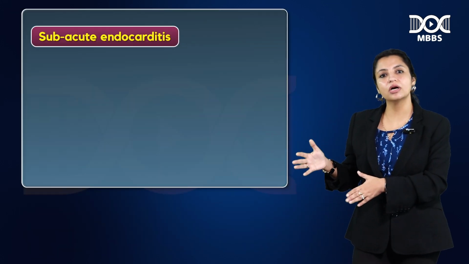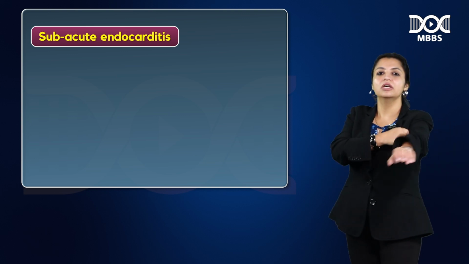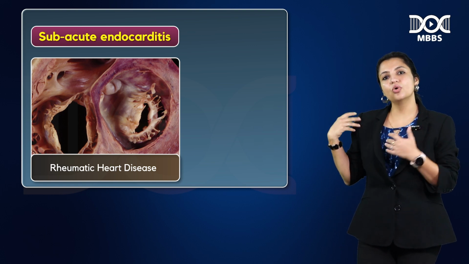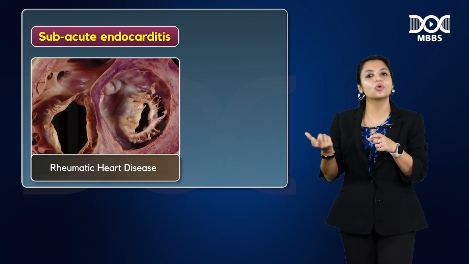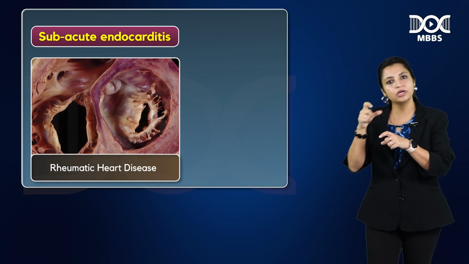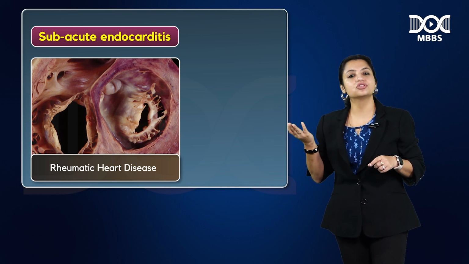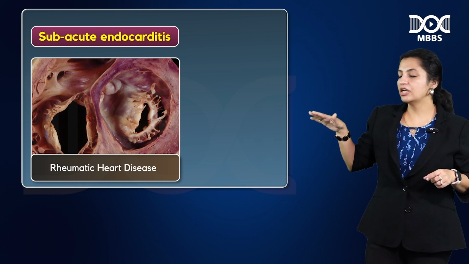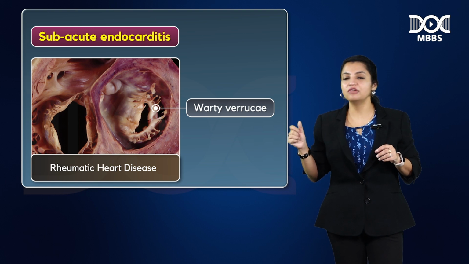Subacute endocarditis usually occurs in a previously damaged valve. Let's say the patient has a history of rheumatic heart disease. So already the heart valve is previously damaged. Valves are lined by endocardium, right? So they are already damaged by rheumatic disease. Now the already damaged valve is there, already platelet and fibrin is deposited on that. So they already have some verrucae, some warty vegetations on them.